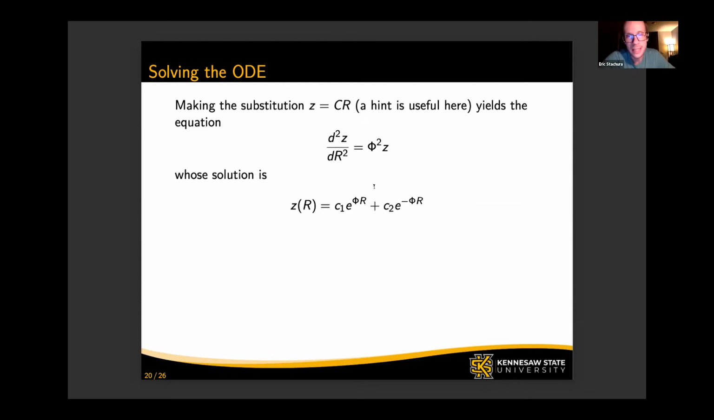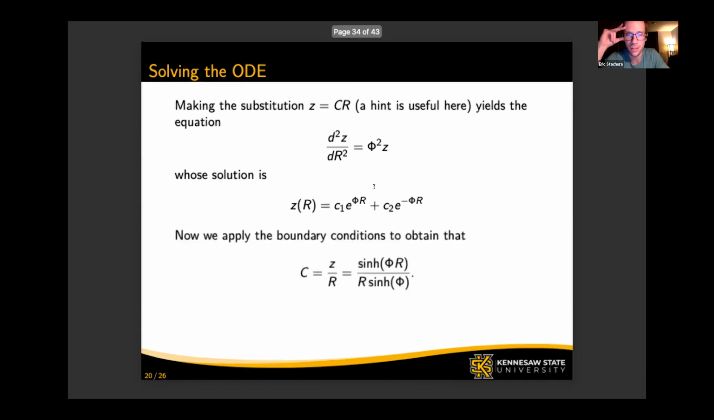We let Z be C times R. And then with that substitution, they derive the following second order equation. And they say, all right, this is something I can solve. Phi is a number. I know how to solve this second order differential equation. This is more familiar. I'm okay with this. And so the solution is just the sum of exponential functions. And then we go through the appropriate boundary conditions and see what the resulting C has to be.